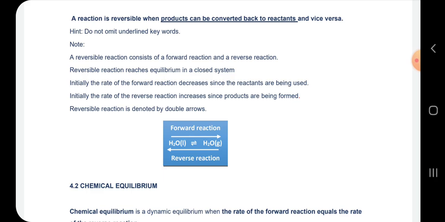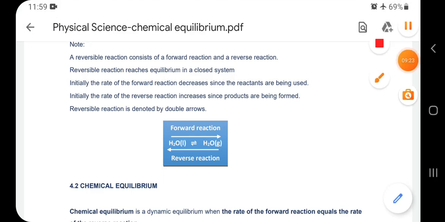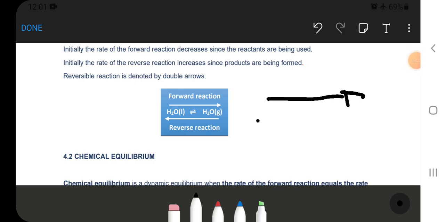So a reversible reaction consists of a forward reaction and a reverse reaction. Reversible reactions reach equilibrium in a closed system. Note that, okay? Initially, the rate of the forward reaction decreases since the reactants are being used. So initially, the rate of the reverse reaction increases since the products are being formed. Okay? So this is the forward reaction, this is the reverse reaction.